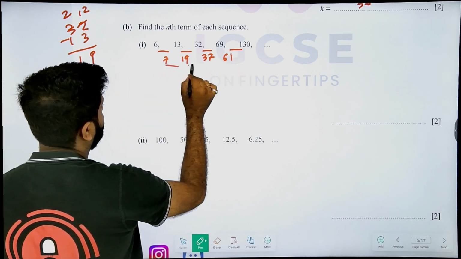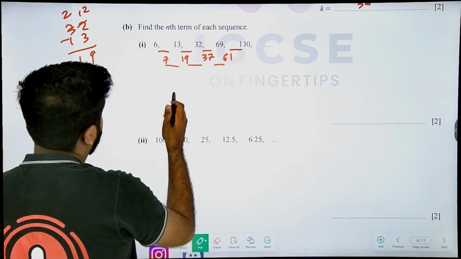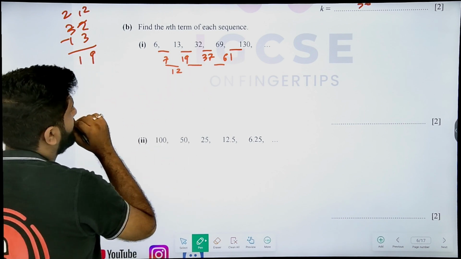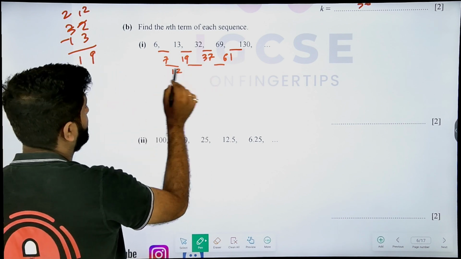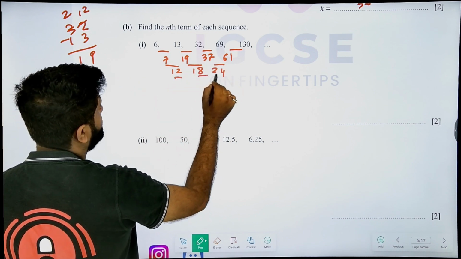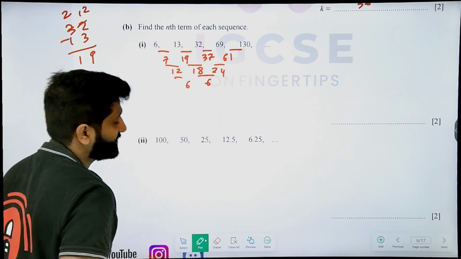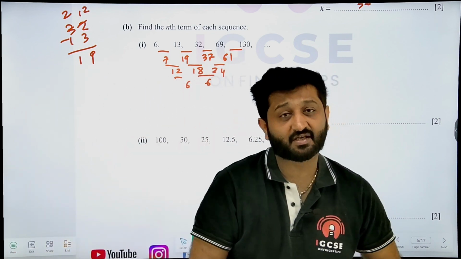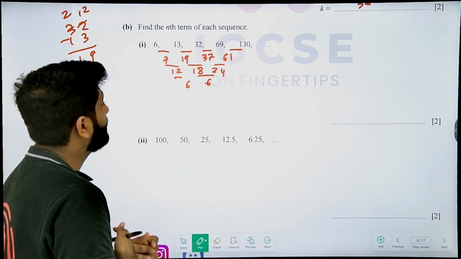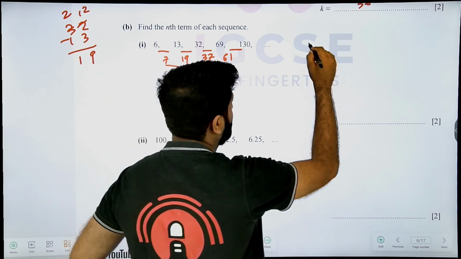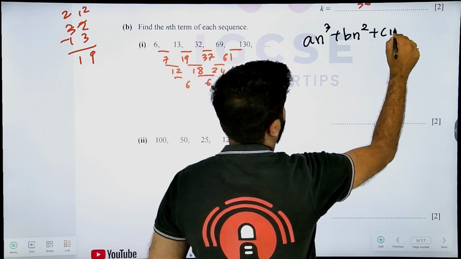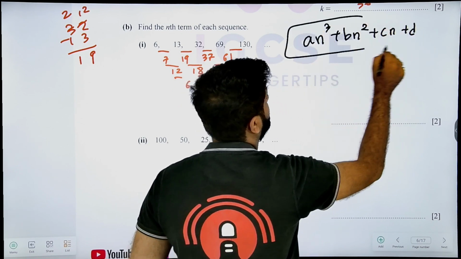Again, let me take the difference of these terms. So this is, guys, 12. If I'm not wrong, this has to be 18, and this has to be 24. And this difference now is 6 and 6, right? So as you can see, this is a cubic sequence. In order to find the nth term of a cubic sequence, the general formula for the nth term of a cubic sequence is an cube plus bn square plus cn plus d.